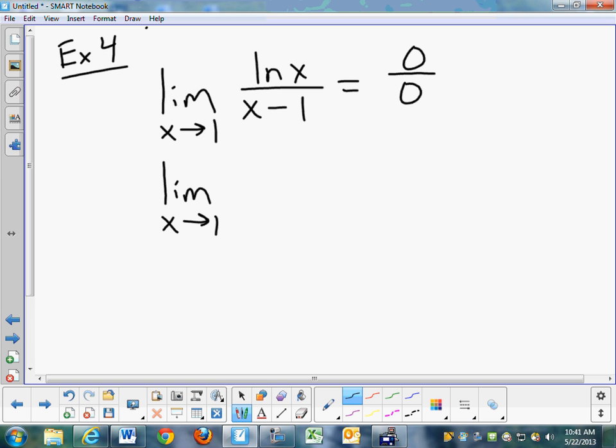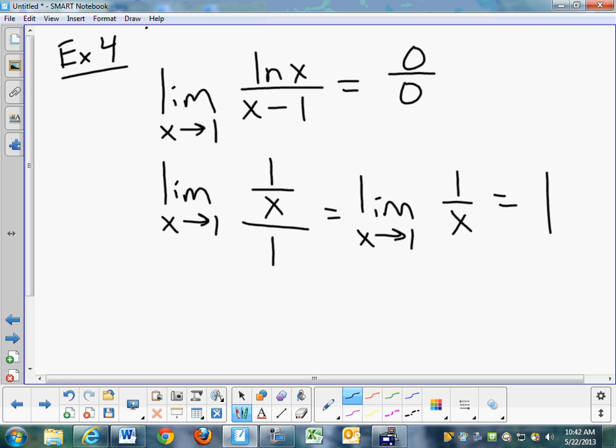Okay, let me do this real quick. So I have the limit as x goes to 1. What is the derivative of natural log of x? 1 over x. What's the derivative of x minus 1? 1. So you get the limit as x approaches 1 of 1 over x. Can you now substitute the 1? Yes, and you get 1.